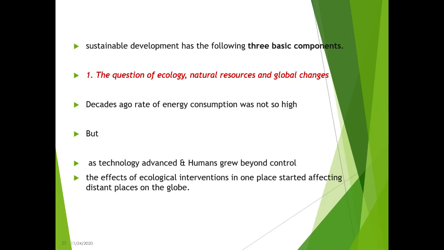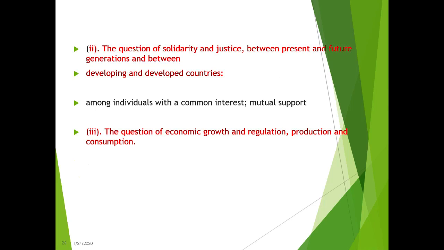So, as we have mentioned earlier, sustainable development has 3 basic components. So let's discuss them again in more detail. So the question of ecology, natural resources, and global changes. Now, in the past, energy consumption did not have too much effect on the ecology, but nowadays technology has advanced and humans have grown beyond control, as mentioned earlier in the challenges slide. We cannot overlook the impacts of these advances on the ecology.